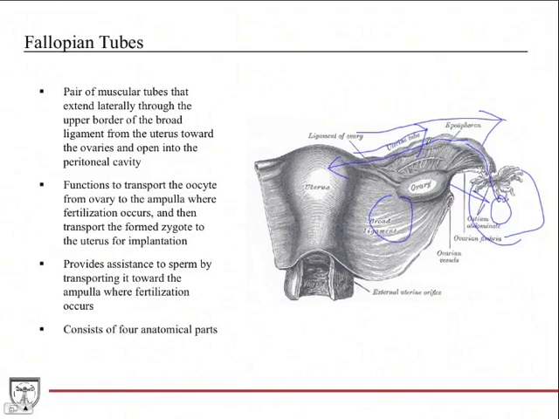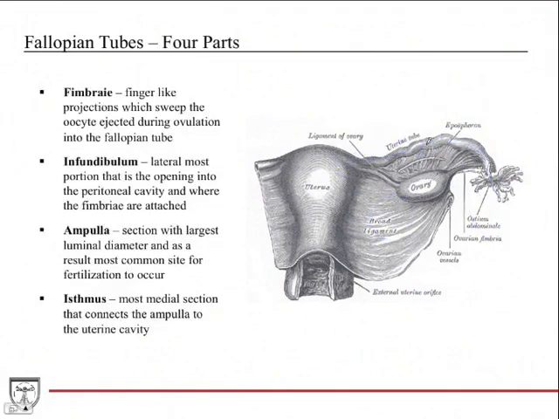And it consists of 4 anatomical parts. These 4 parts, they're the fimbria, which are these finger-like projections right here. And these fimbria sweep the oocyte during ovulation into the fallopian tube. So you'll release the oocyte here, and then these fimbria help sweep the oocyte out of the peritoneal cavity and into the fallopian tube. The infundibulum is the lateralmost portion, and it's the part that actually opens into the peritoneal cavity, and it's where the fimbria are attached. So to this section right here. So this is your infundibulum.